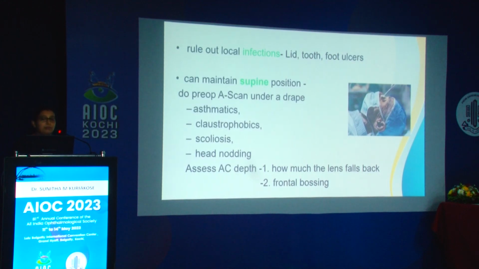And you should make sure that the patient can maintain a supine position. Now, how do we make sure? When we do a pre-op A scan, make the patient lie down, do it under a drape. So we can always find out people who are symptomatically asthmatic, people who are claustrophobic, people with scoliosis who can't lie down, and people who have severe head nodding. And lying down will also help you assess the anterior chamber depth.